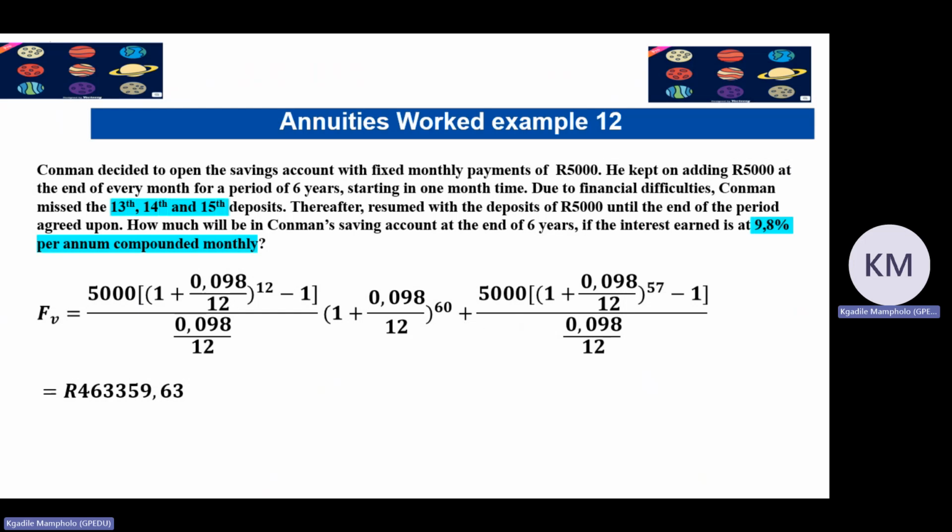How do you calculate the remaining period? It will be 72 minus 15, the last time he missed, and 72 minus 15 is 57. Then when you calculate, it means at the end of 6 years, Conman will have 463,359 rand 63 cents in the account.